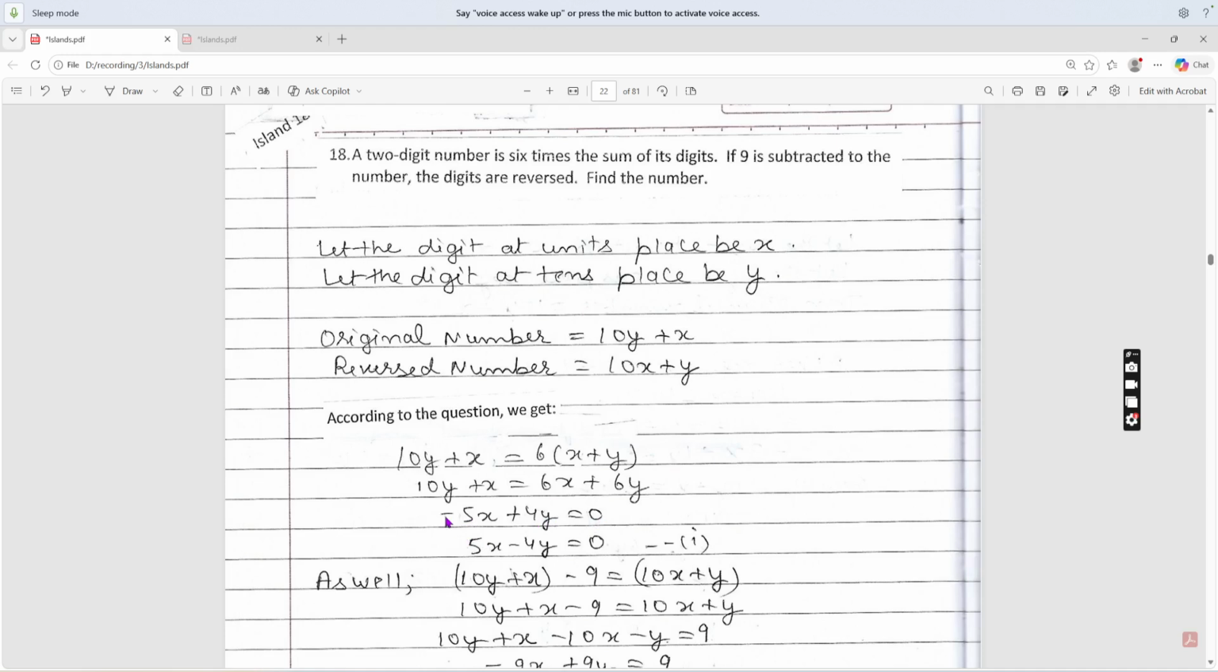It is so simple. We can take minus common, or divide the entire equation by minus 1. We will get 5x minus 4y is equal to 0. It is done just in order to make the coefficient of x positive.